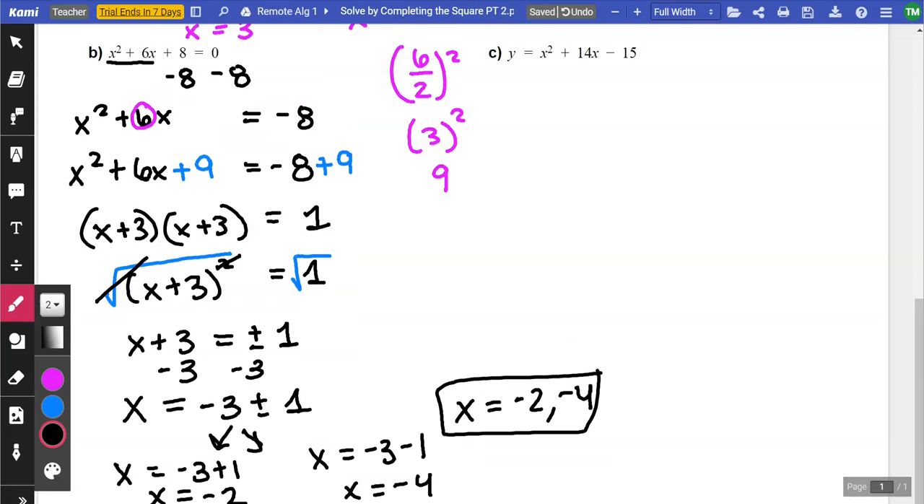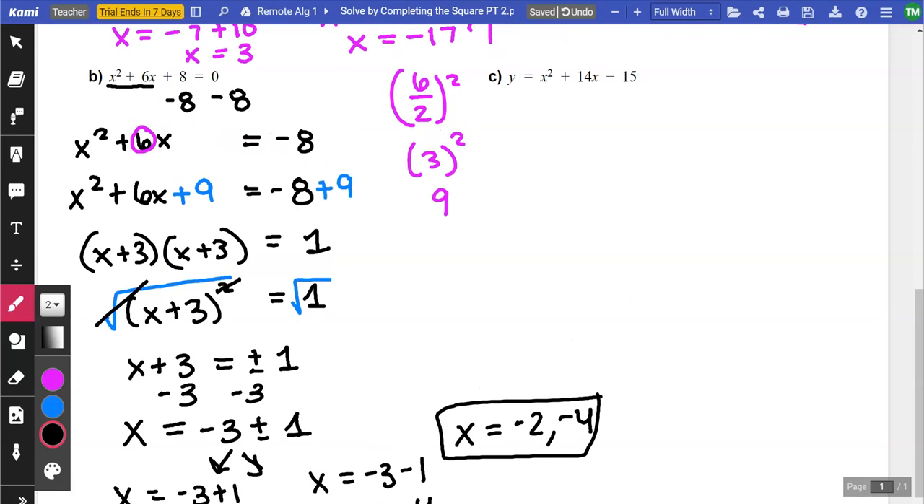All right, go ahead and press pause and give part C a shot on your own, and then press play when you're ready to check your work with mine.